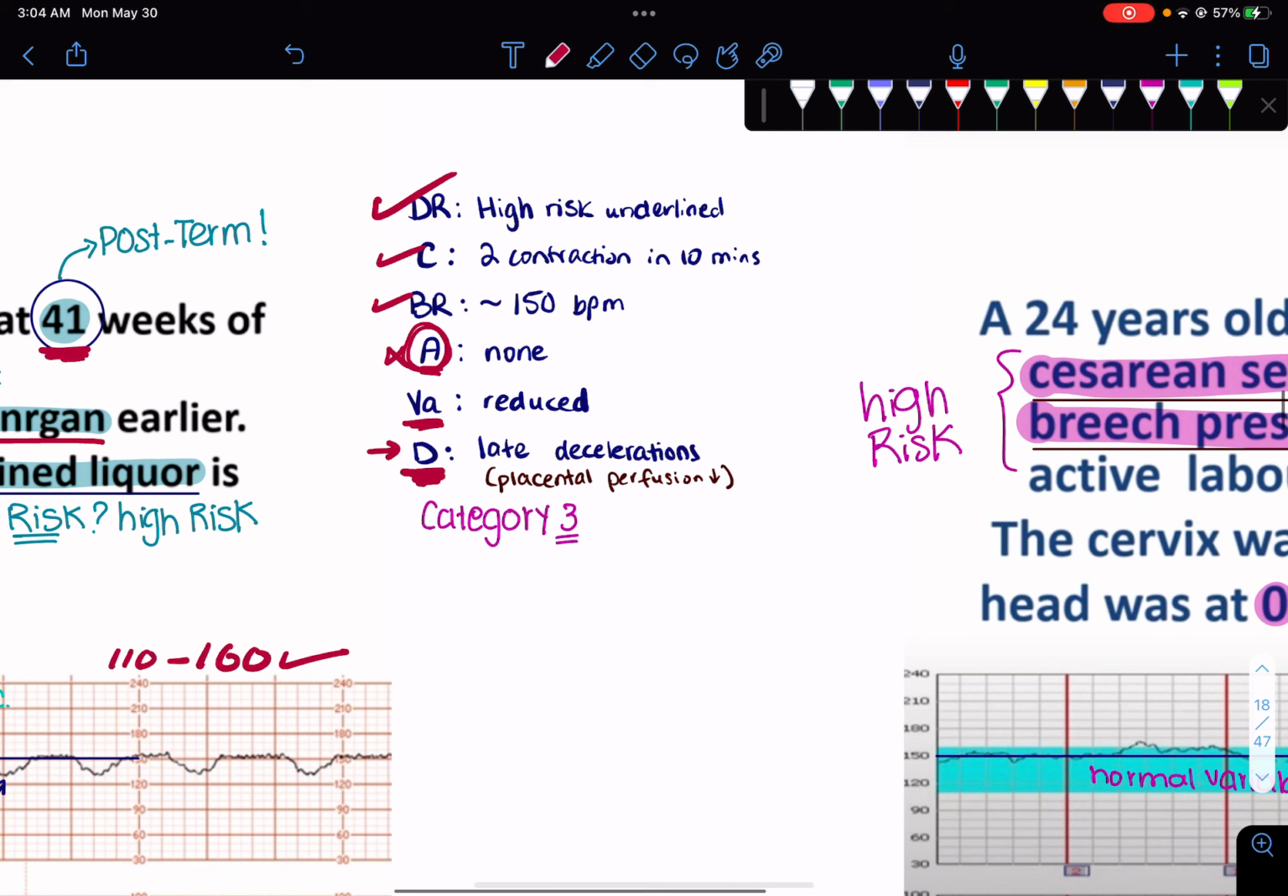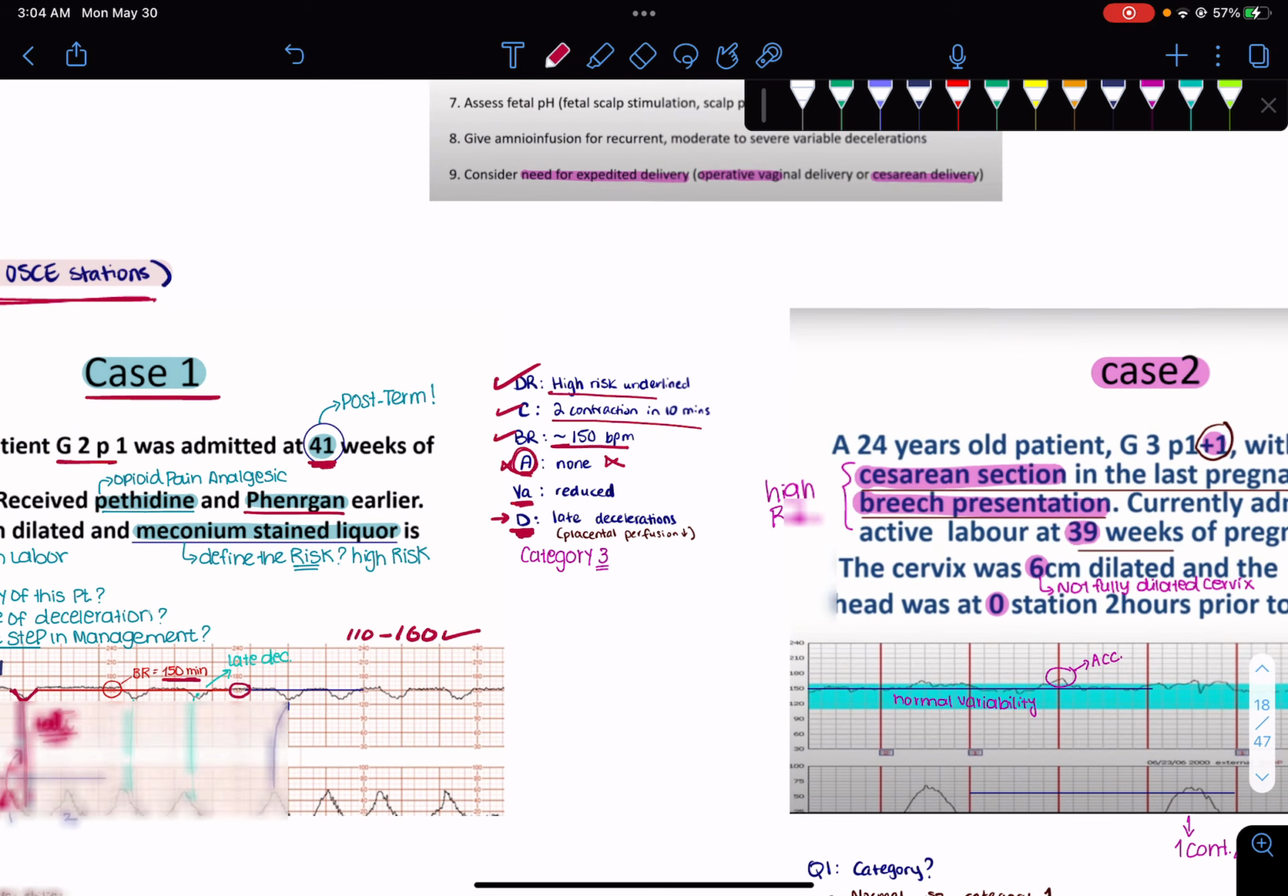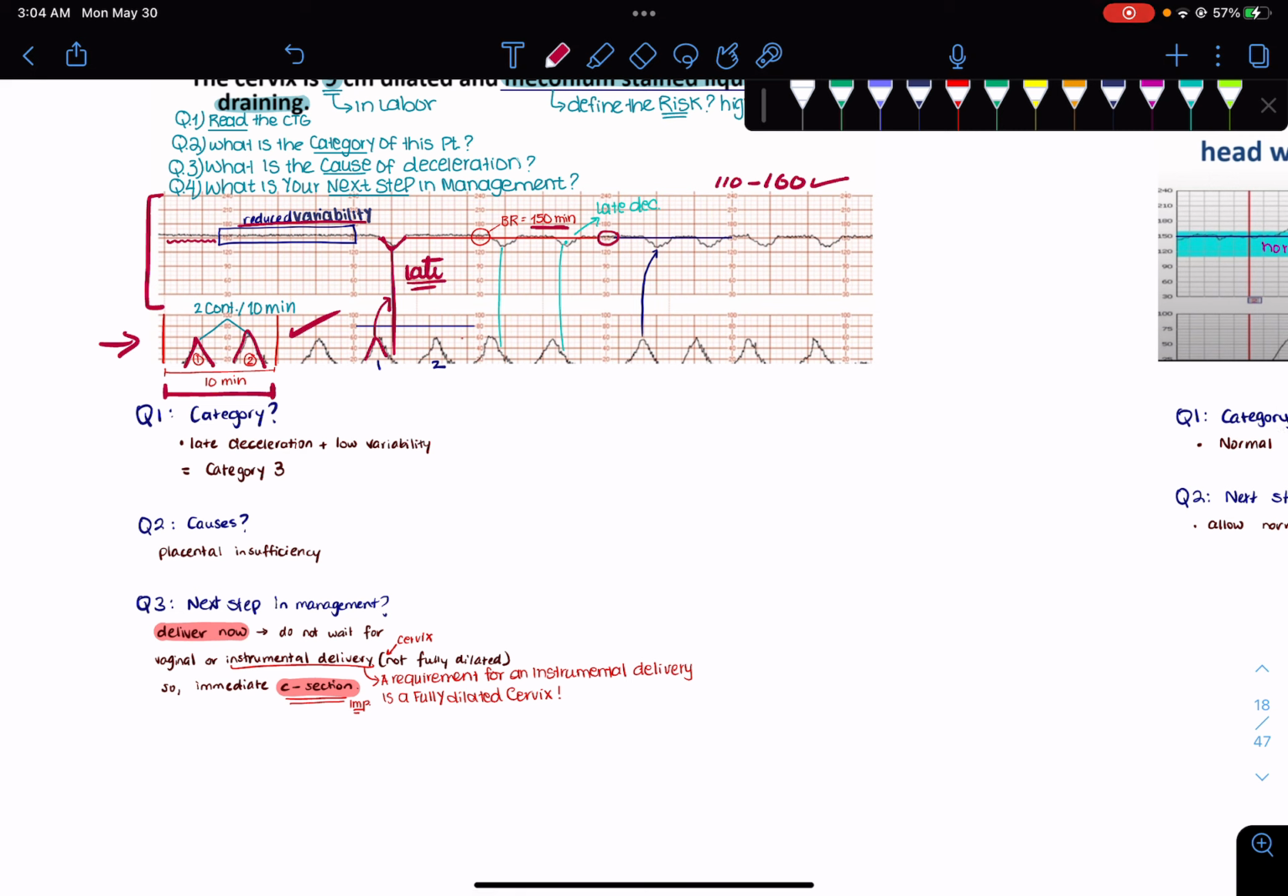Okay, so my patient is a high risk patient. She has normal 2 contractions in 10 minutes. كمان normal fetal heartbeat. She doesn't have any acceleration and she has late decelerations. Okay, so which category is this? احنا قلنا late deceleration plus low variability, this is category 3.